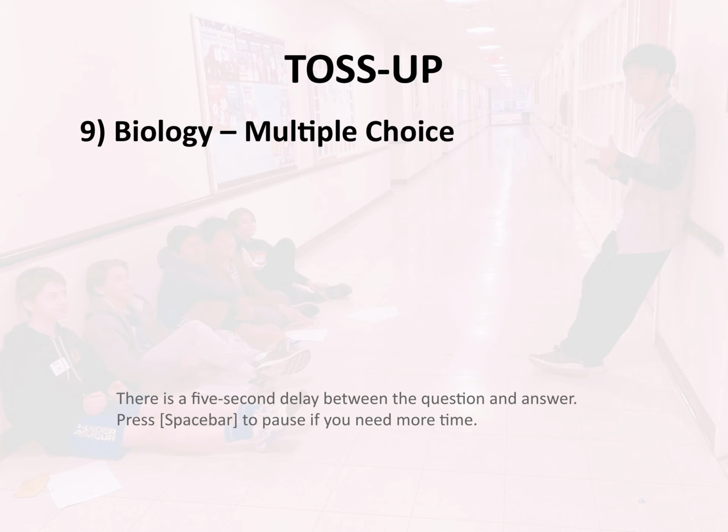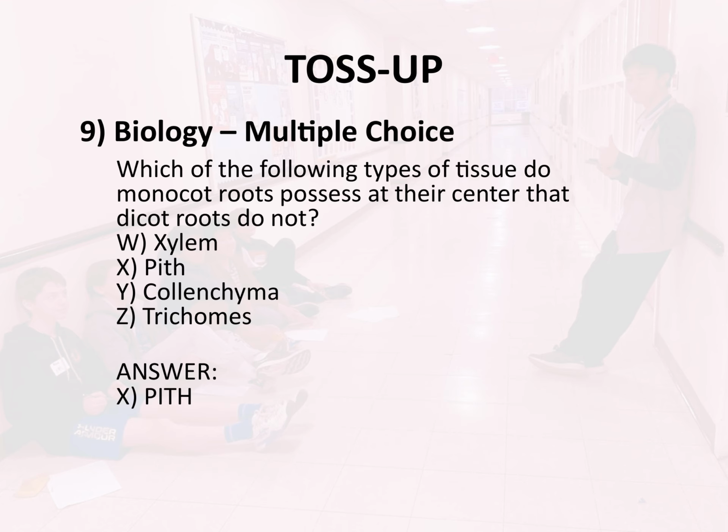Toss-up 9. Biology, multiple choice. Which of the following types of tissue do monocot roots possess at their center that dicot roots do not? W. Xylem. X. Pith. Y. Collenchyma. Z. Trichomes. Answer: X. Pith.